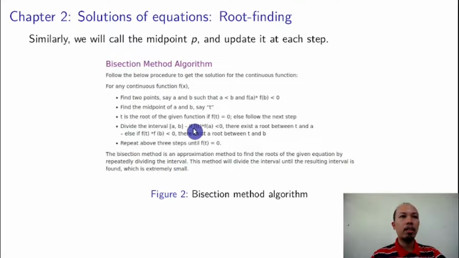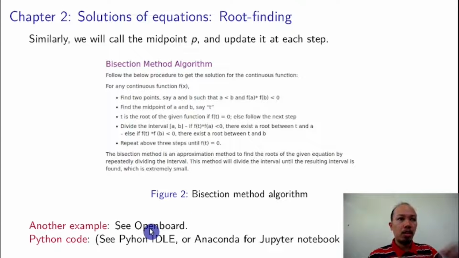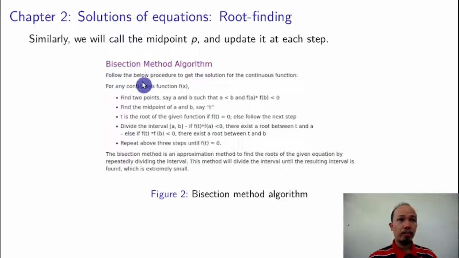Okay, this we summarize the algorithm of the bisection method, and then after this we will have an example by hand, and after that we will have the Python code. So let's discuss first the bisection method algorithm. As I've discussed earlier in the open board, you are given a continuous function f(x), and then you have to find the points, say A and B, such that A is less than B and the product of the function values of A and B is less than 0.